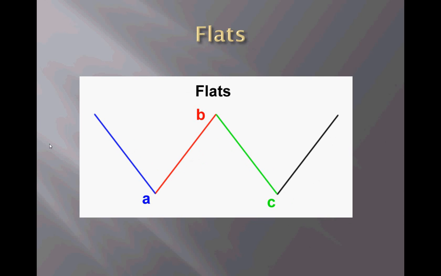The flat formation. Flat formations are simply sideways corrective waves. In flats, the lengths of the waves are generally equal, with wave B reversing wave A's moves and wave C undoing wave B's moves. We say generally because wave B can sometimes go beyond the beginning of wave A.